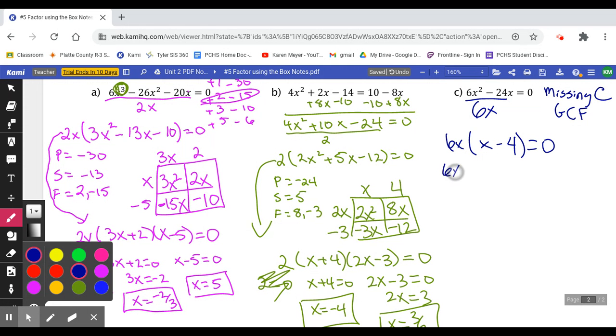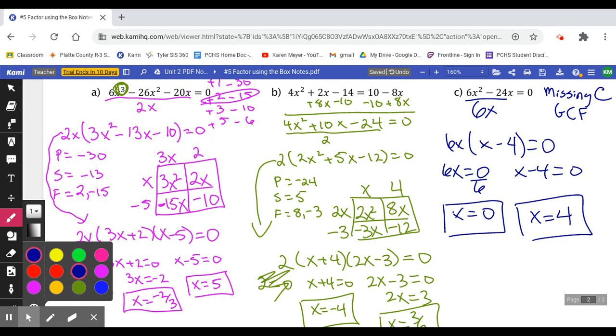Set each part equal to 0. So 6x equals 0. x minus 4 equals 0. Divide by 6, and 0 divided by anything is 0. And add 4. Remember, the highest exponent is 2, so I should have 2 answers, and they are 0 and 4.